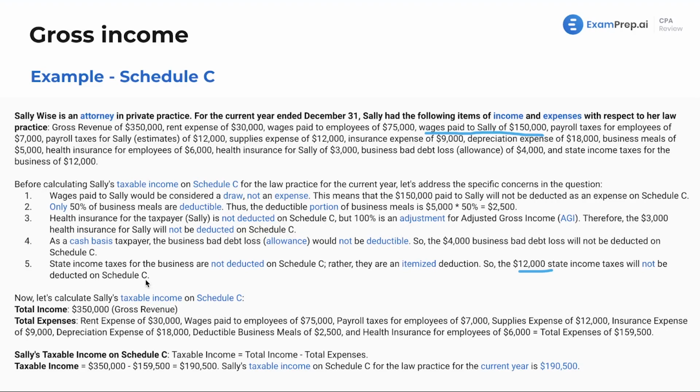Now let's calculate Sally's taxable income for Schedule C. We've got our gross revenue, which is pretty simple. Revenue will generally be much more simple than expenses. Expenses are going to be the heavier portion, and we see all the expenses here added up together. So take a look at what we took from all of these items here. Final answer is going to be $350 of gross revenue minus the total expenses of $159,500 gives us $190,500. So Sally's taxable income on Schedule C for the law practice for the current year will be $190,500.